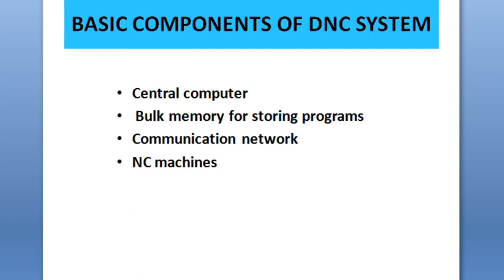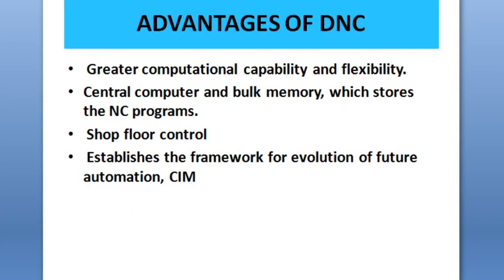These are the basic components of a DNC system: central computer, bulk memory for storing information, communication network, and NC machines. Advantages of DNC: greater computational capability and flexibility. The central computer and bulk memory store the NC programs. Shop floor control is very easy here. It establishes the framework for evaluation of future automation and simulation.